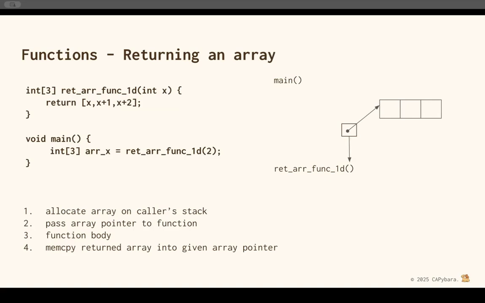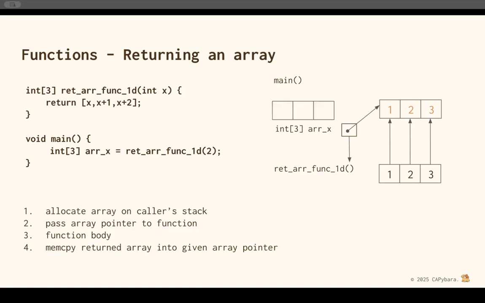And then ret array func1d will construct an array on its own stack as part of the return statement. The contents of this return array are then copied over into the temporary array, referenced using the pointer passed to the function. And then finally, as mentioned earlier in the variable declaration section, we need to construct the array for the left-hand side of the statement, which will be the array that is referred to by array_x. And then finally, the contents of this temporary array are copied into the array_x variable.